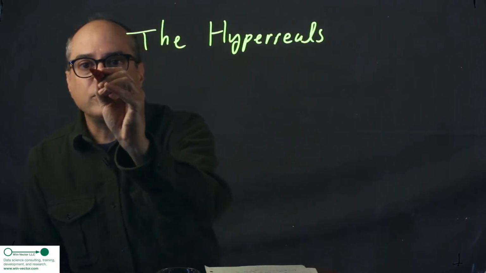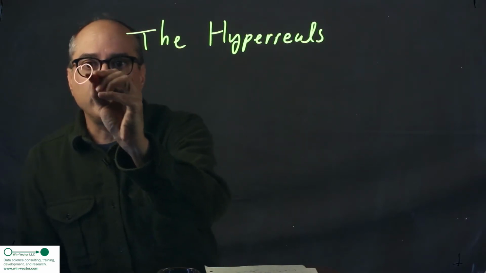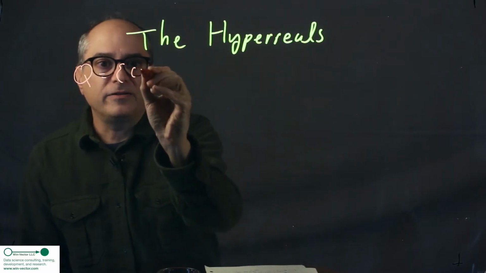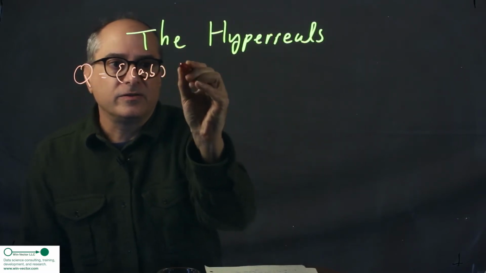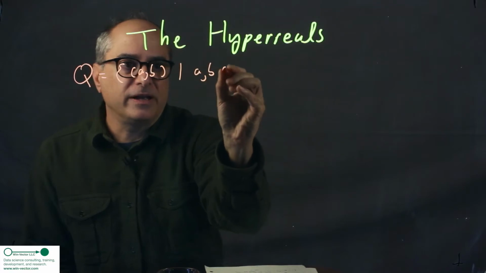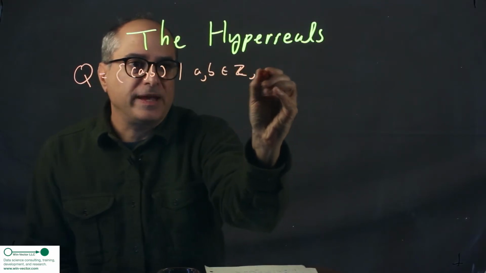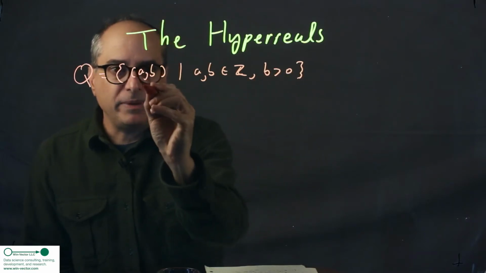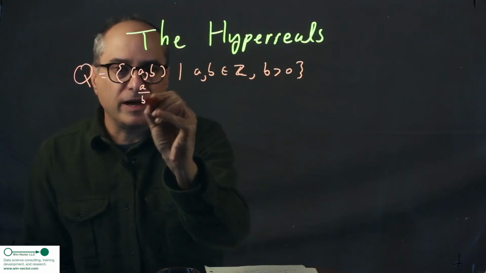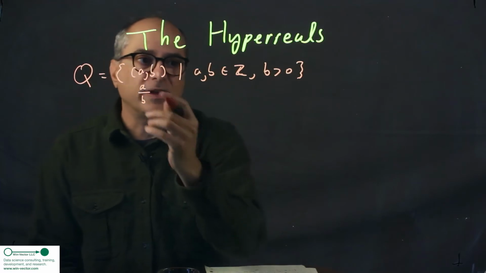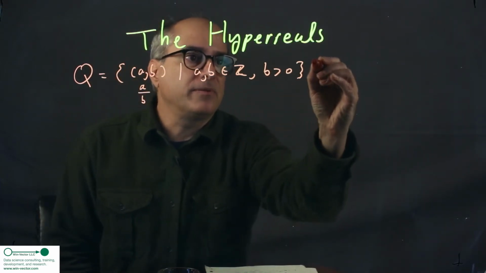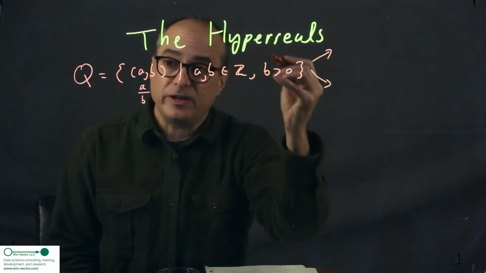So the rationals we can define two ways. We'll start with a set Q, which is not the rationals, and it is all the pairs (A, B) such that A and B are integers, and B is greater than 0. And we normally write these pairs as numerator over denominator. That's the notational convention. Now there are two ways to promote these symbols into the rationals.